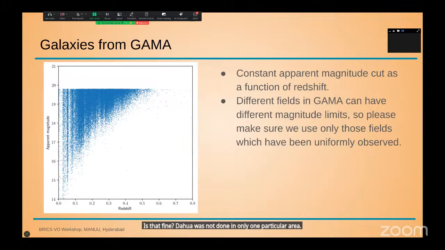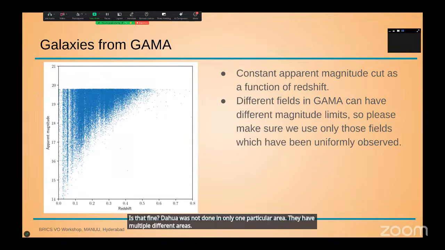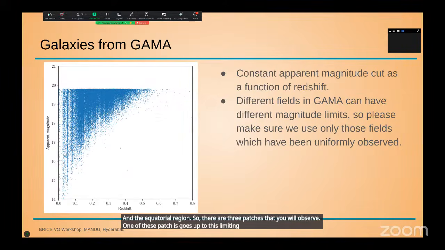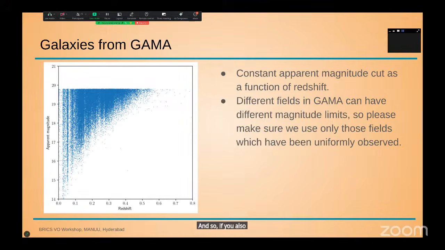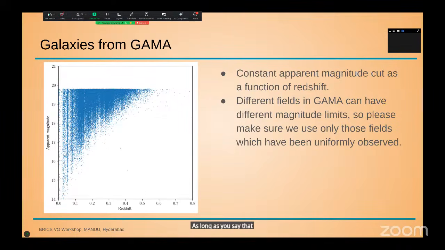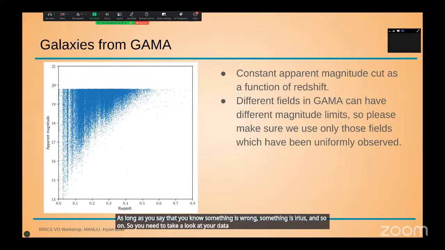GAMA was not done in only one particular area. We had multiple different areas, and we will only focus on areas near the equator, in the equatorial region. There are 3 patches that you will observe. One of these patches goes down to this limiting magnitude, while other patches are a little bit shallower. If you plot all of these patches, sometimes you will see a horizontal line here, and another horizontal line somewhere else. As soon as you see that, you know something is wrong, something is inhomogeneous, so you need to take a look at the data to understand what is happening. We'll learn that when we do the next one.